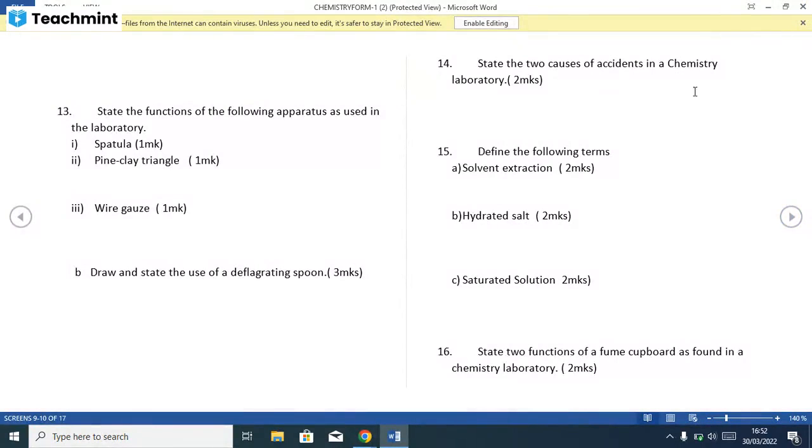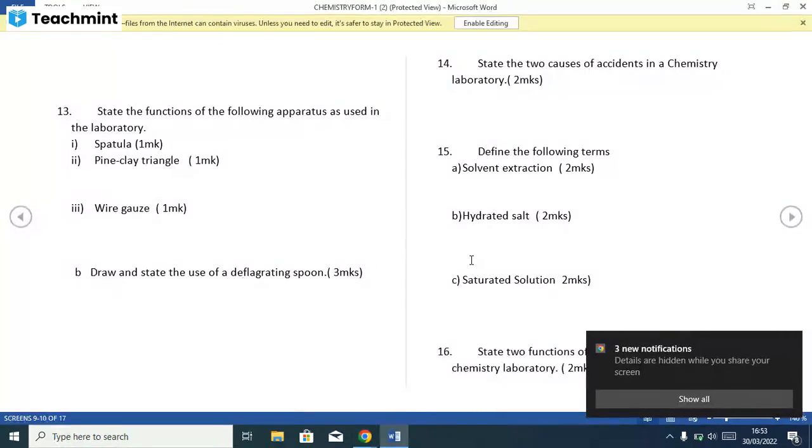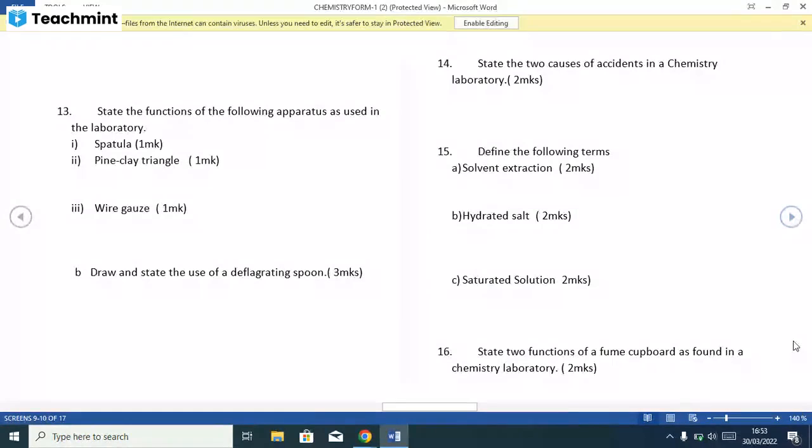Hydrated salt. Which kind of salt is this? I think it's a Form 2 question. Have you learned this? These are salts that contain water of crystallization. I think in crystallization you are supposed to learn hydrated salt, although it is more in Form 2. So this is simply a salt with water of crystallization.